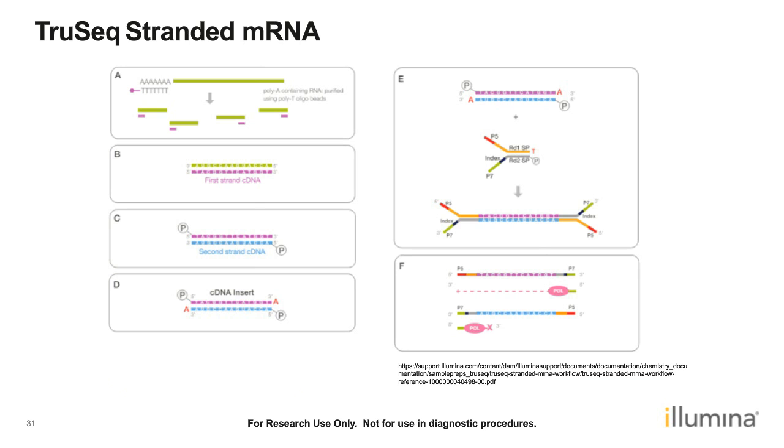Now you may say, what if stranded information is important to me? What kit do I use? The TruSeq Stranded mRNA kit may be an option. Now this workflow is very similar to the TruSeq RNA V2, so I'm only going to highlight the areas that are different. So we will start with our poly-A selection, fragment, prime, and go into the first strand cDNA synthesis.